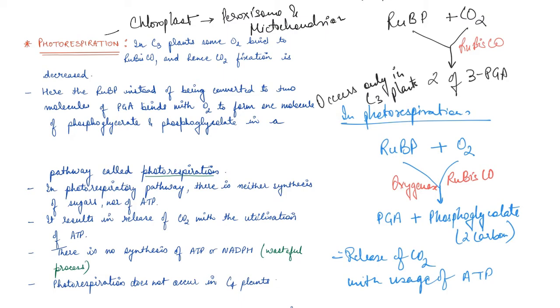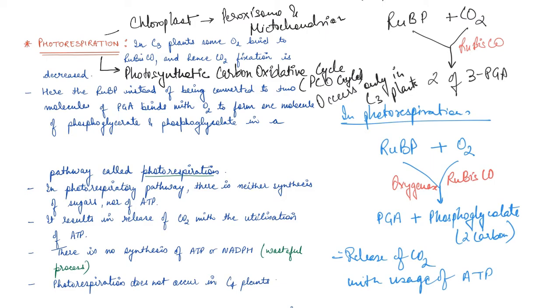And this complete process of photorespiration is also known as photosynthetic carbon oxidative cycle, which is PCO cycle, right? So this photorespiration is also known as photosynthetic because it is happening only in the presence of sunlight, carbon oxidative cycle.